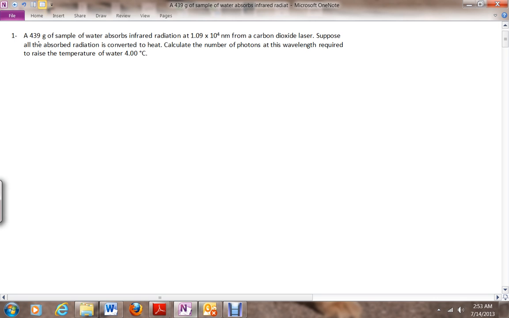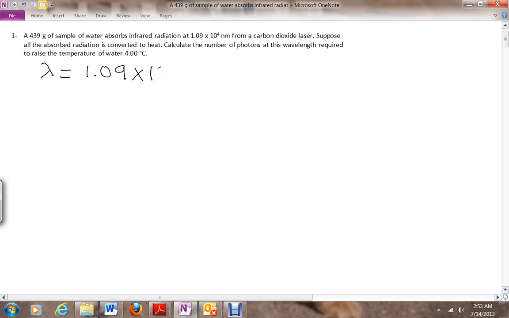A 439 gram sample of water absorbs infrared radiation at 1.0 times 10 to the fourth nanometers. What is that? It doesn't say if it's wavelength or frequency. It's a nanometer. So, as I said, the units help us recognize what data the problem is giving us.